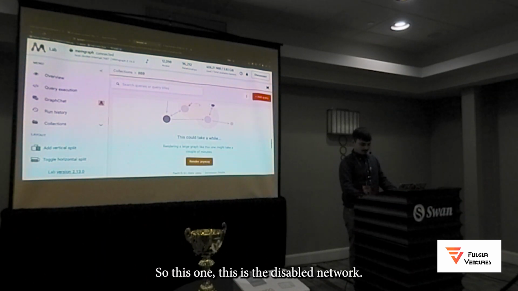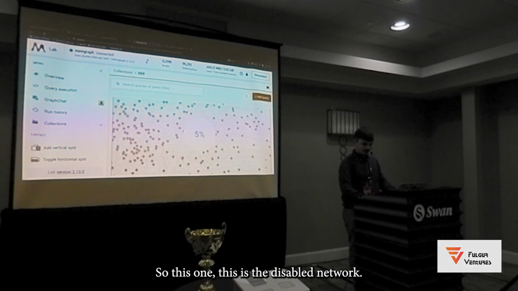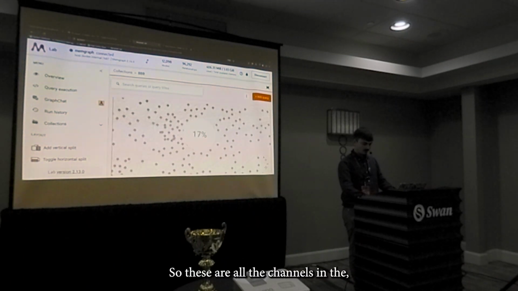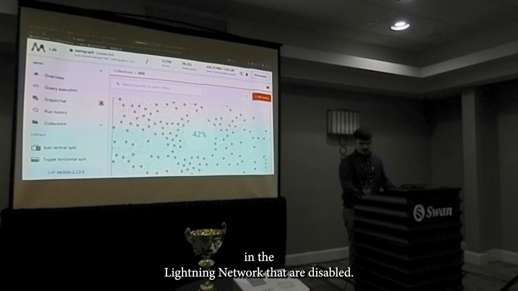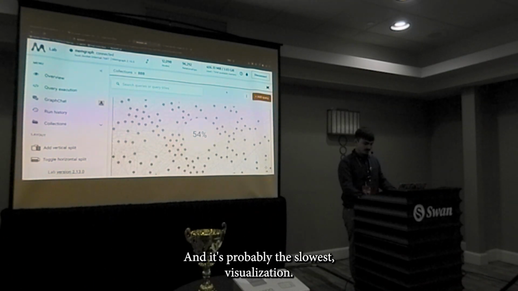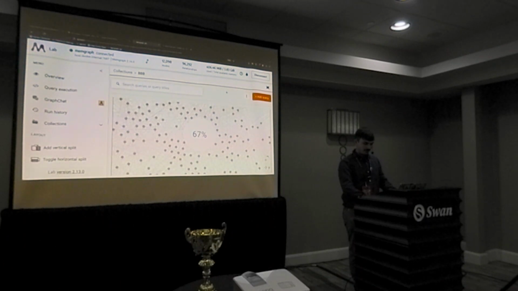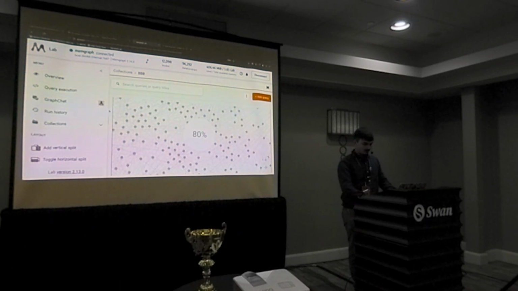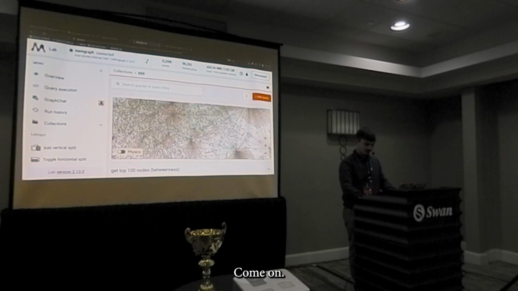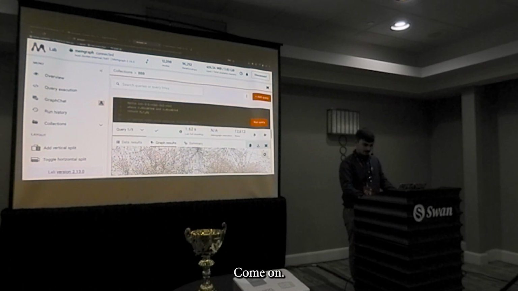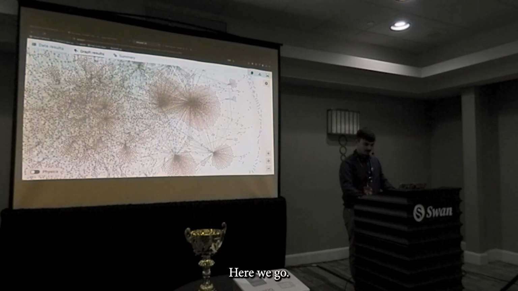Okay, so this is the disabled network. So these are all the channels in the Lightning Network that are disabled, and it's probably the slowest visualization. Okay. Come on. There we go.